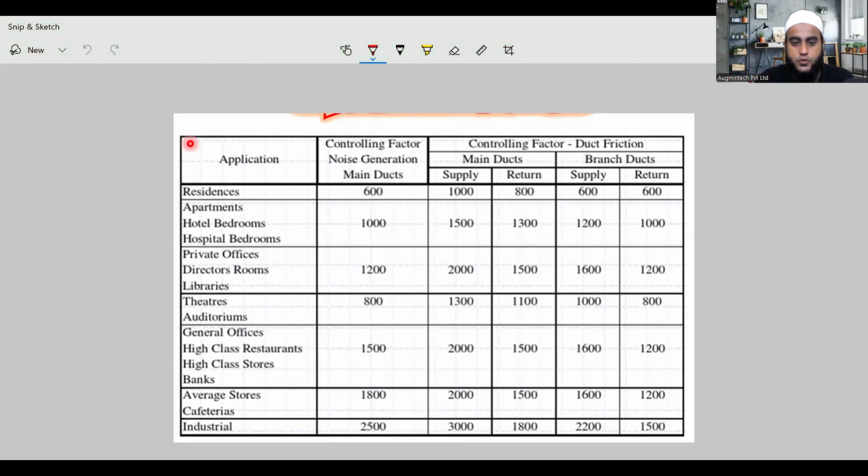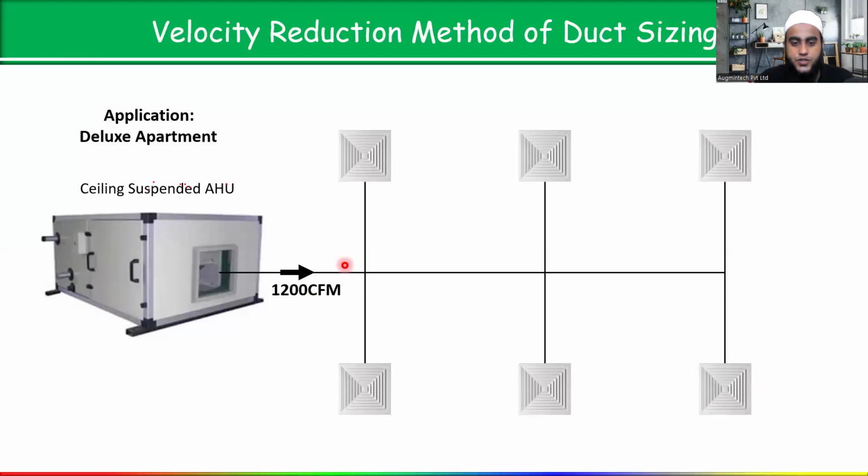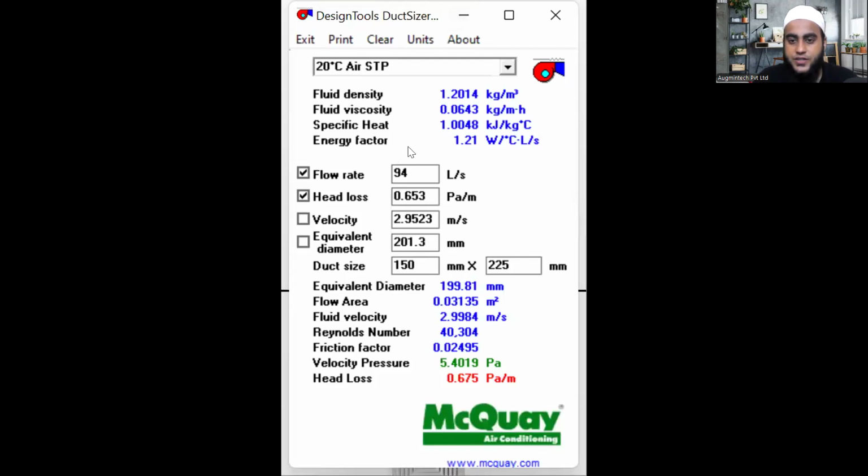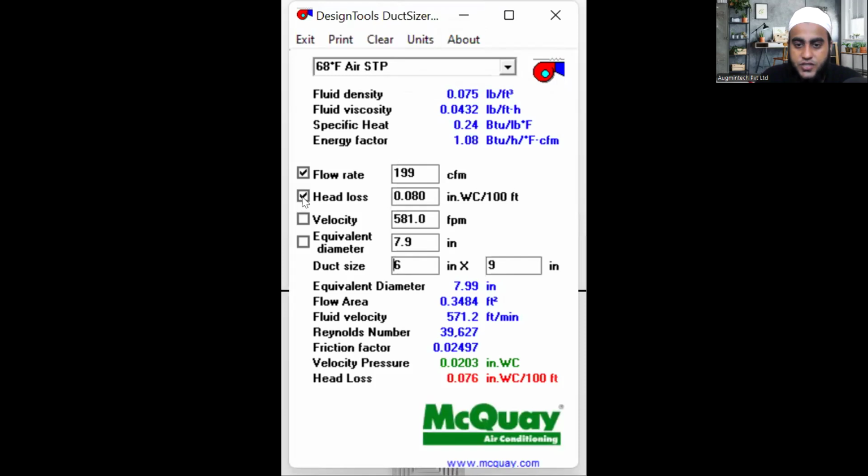This is about 1200 CFM air. Now just open the duct sizer software. Now see how to do the duct sizing as per velocity reduction method. First, I am changing the unit from here to IPS. Now just uncheck the head loss, because now we don't need to enter the head loss value.